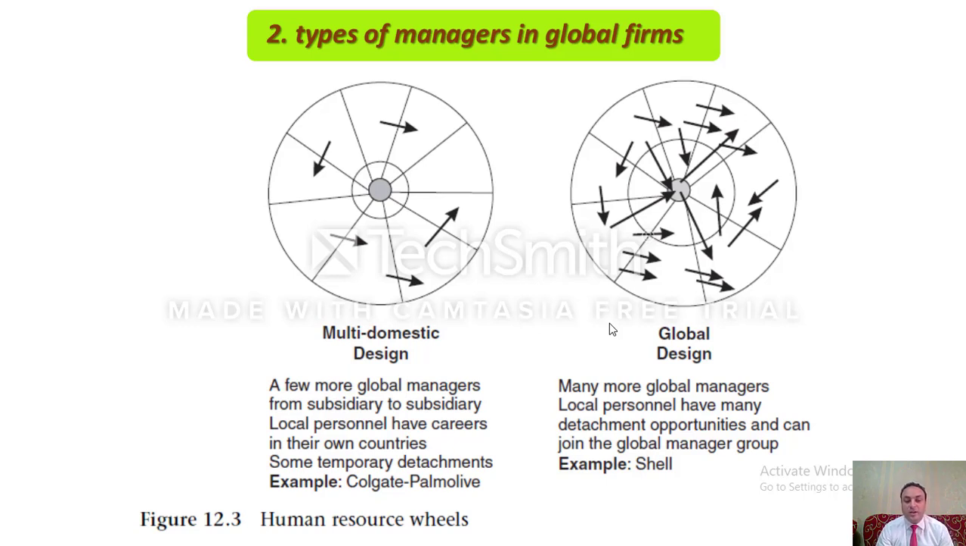Local personnel have careers in their own countries, with some temporary detachments, like, for example, companies like Colgate-Palmolive and so on. The other model, the global design, we can see many more global managers, as the local personnel have many detachment opportunities and can join the global manager group. For example, the French company Shell for petroleum productions.